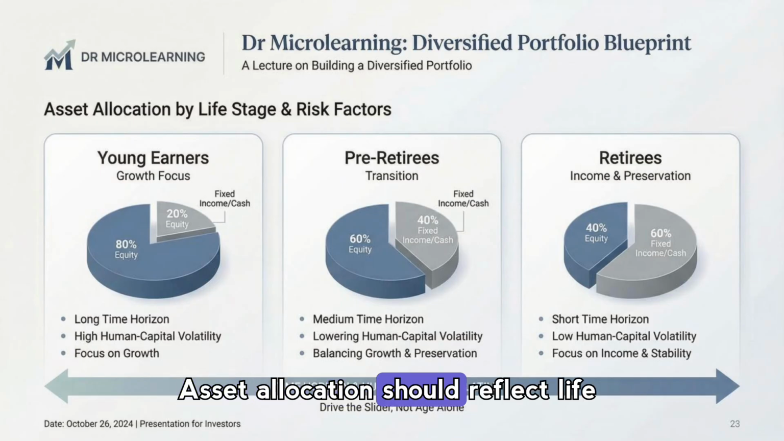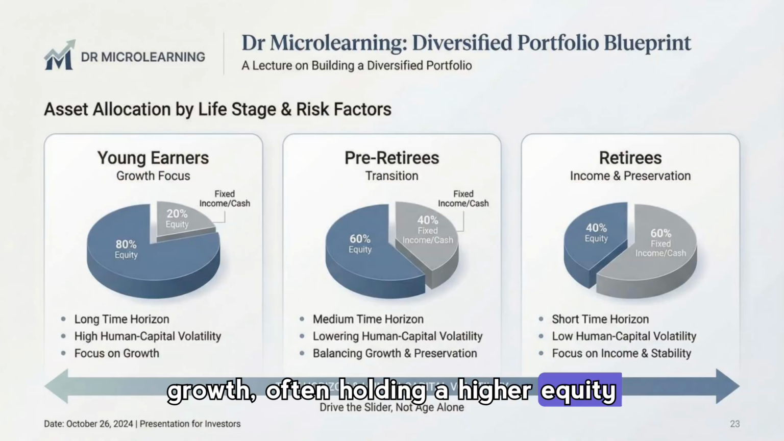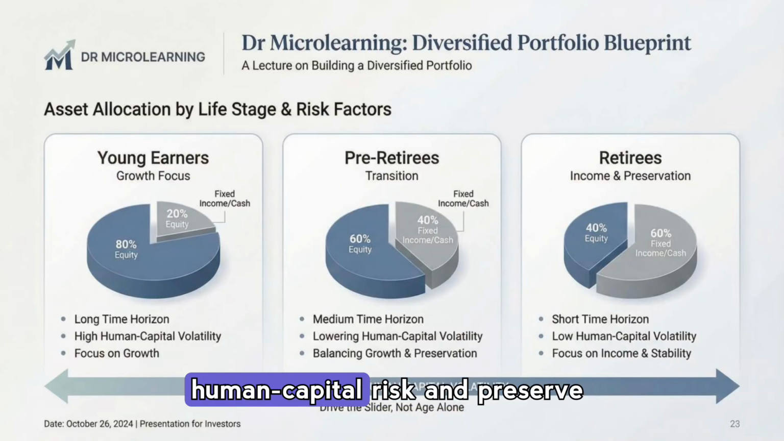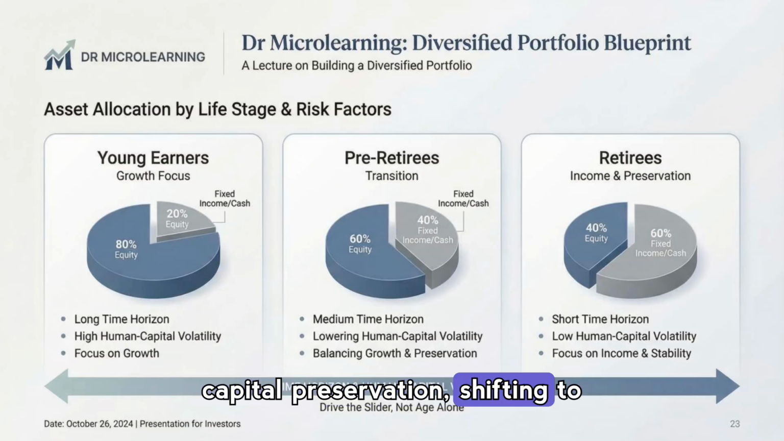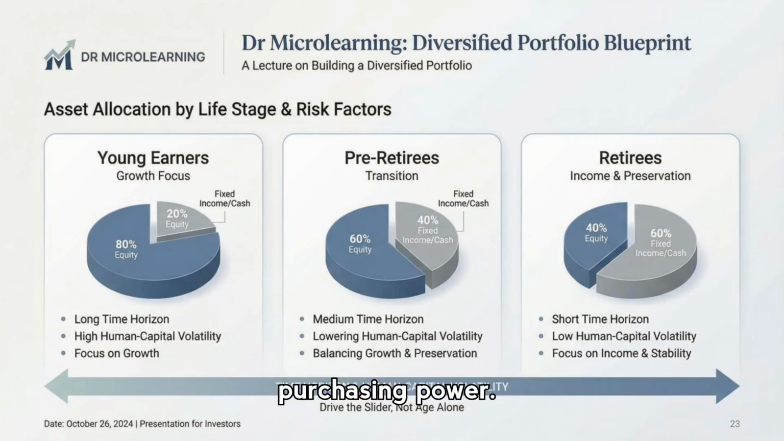Asset allocation should reflect life stage and risk capacity. Young earners with long horizons can favor growth, often holding a higher equity share to tolerate volatility. Pre-retirees typically move toward a balanced mix to lower human capital risk and preserve gains. Retirees prioritize income and capital preservation, shifting to more fixed income and cash to stabilize withdrawals and protect purchasing power.